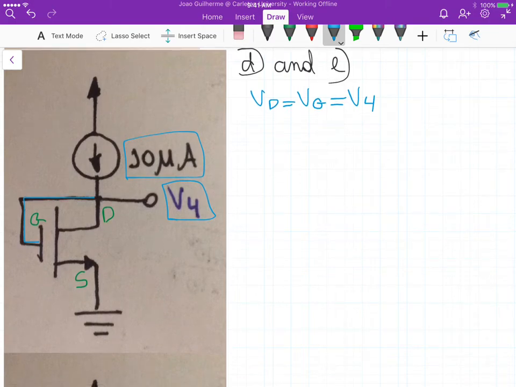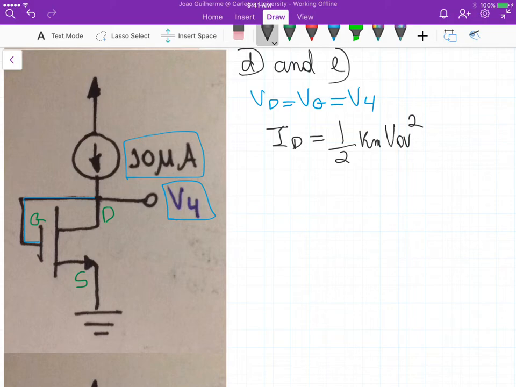So if we assume saturation operation of the MOSFET, then the drain current is equal to half of the device transconductance times the overdrive voltage squared. And because we know that, so let me just verify something here.